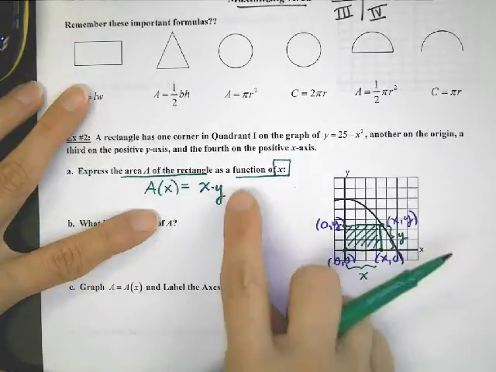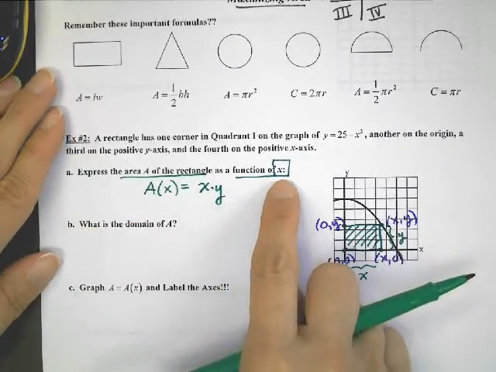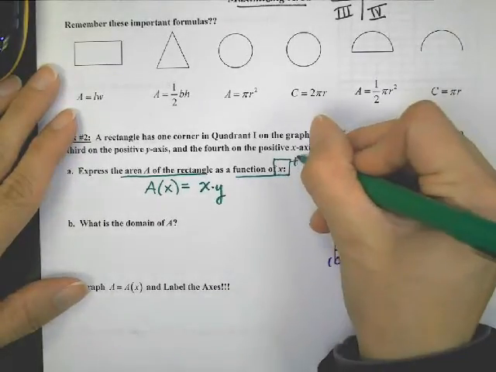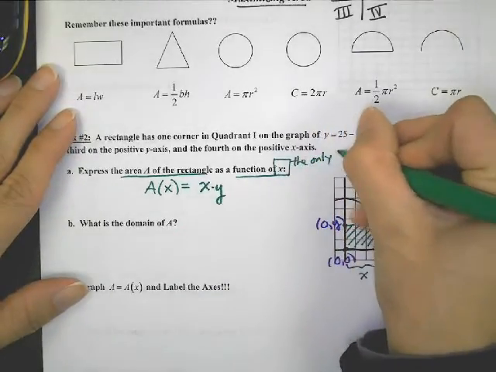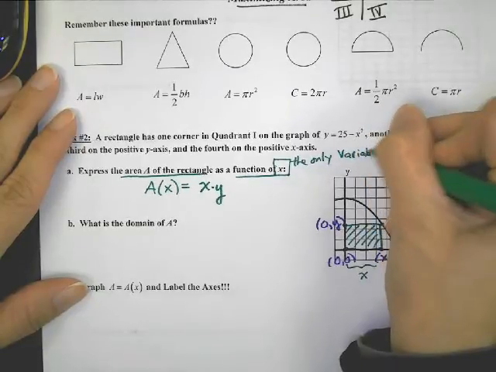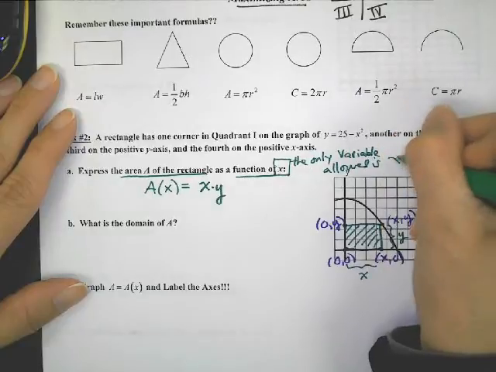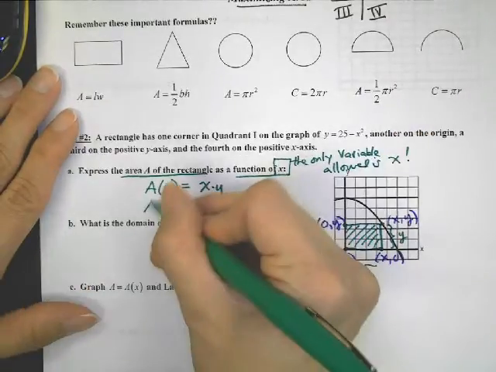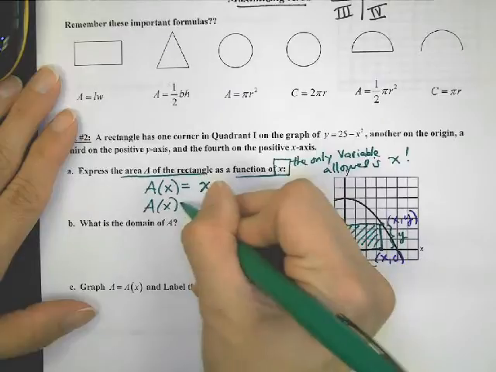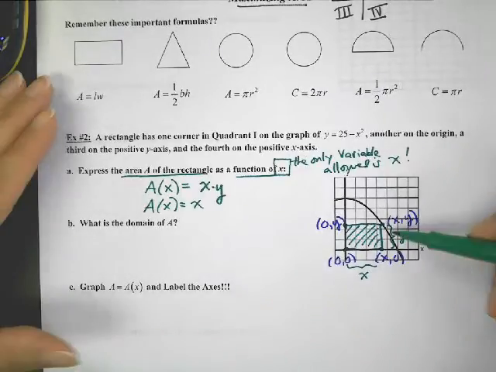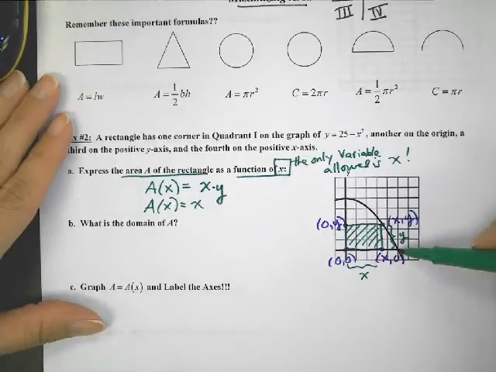Except, wait a minute, it's set as a function of x. That means the only letter they want is x. The only variable allowed is x. Okay, so we're going to have to take y out of there. So it's going to be x times something else. Is there anything else I could call y? I'm not allowed to call it y.